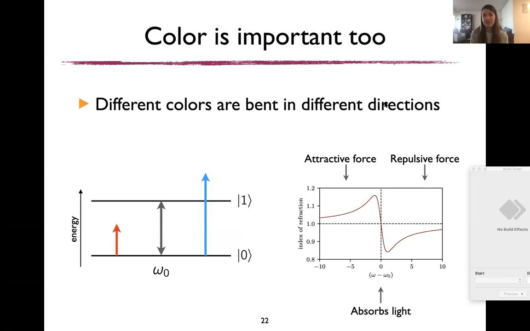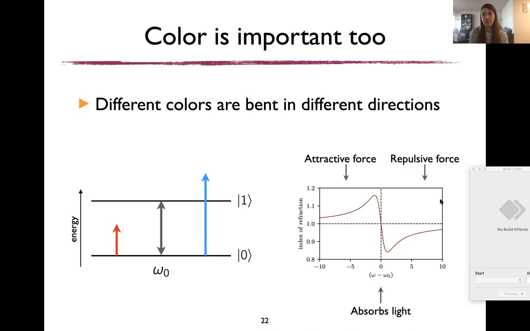Another important thing about this effect of light forces is that the color is important. If I were to use light that matches the color that the atoms will absorb, then I get no force. The atom just absorbs the light. But if I use light with less energy, like a redder color, the atom will most likely not absorb the light, but instead bend it, and you'll get an attractive force. And if you use light with more energy, more on the blue side of the spectrum, the beams will bend in the opposite way and they will feel a repulsive force. So I just want to mention that color is important in this effect too.